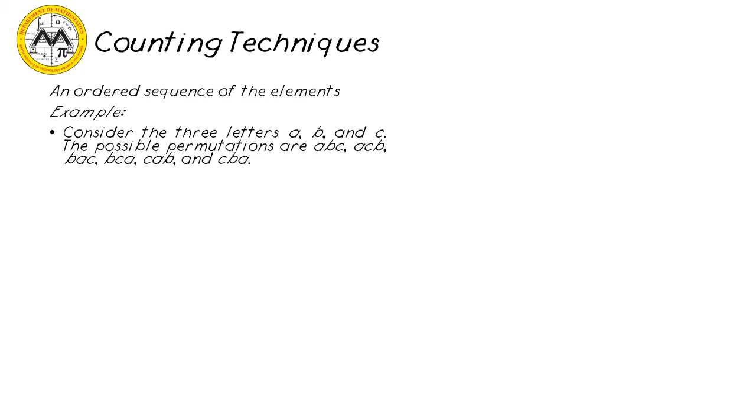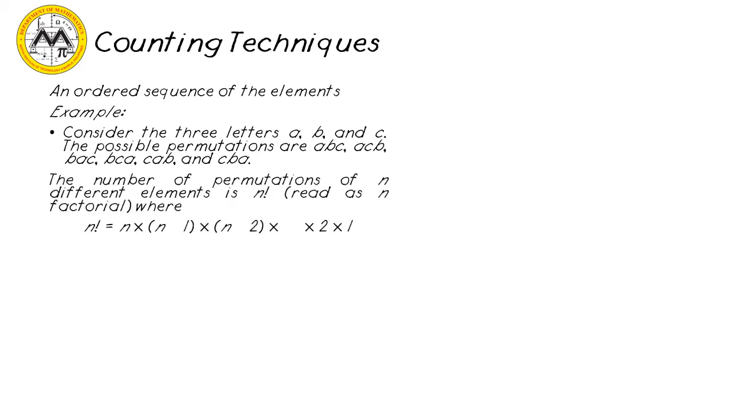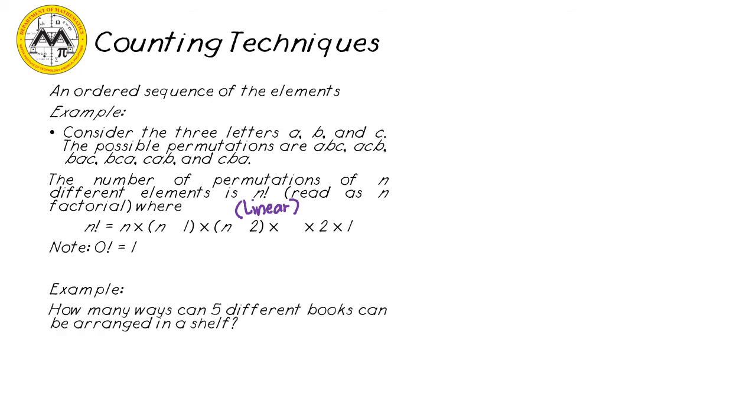So let's have some formula-based computation. If you're going to arrange elements in a line, we're going to use the factorial. So if you're going to arrange A, B, and C, the possible arrangements are ABC, ACB, BAC, BCA, CAB, and CBA. This arrangement in a line, so take note, this is linear, is our factorial notation. Example, in how many ways can 5 different books be arranged in a shelf?